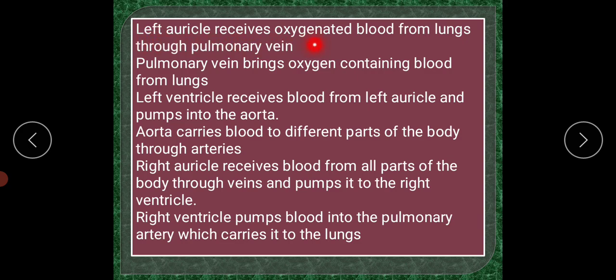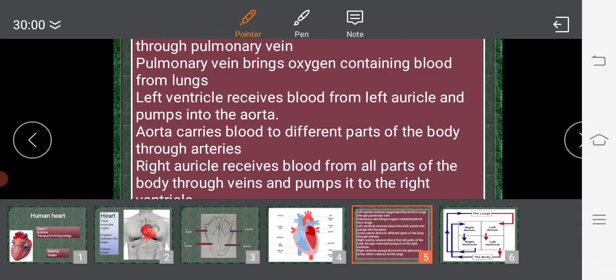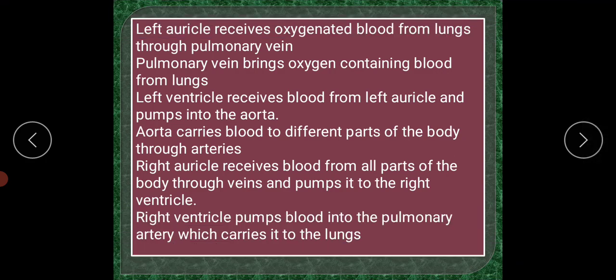The left auricle receives oxygenated blood from the lungs through the pulmonary vein. This pulmonary vein is the only vein which brings oxygenated blood. The pulmonary vein brings oxygen containing blood from the lungs. This oxygen containing blood is coming to the left auricle. The left auricle pumps it to the left ventricle, and through the aorta it reaches all the other parts of the body.